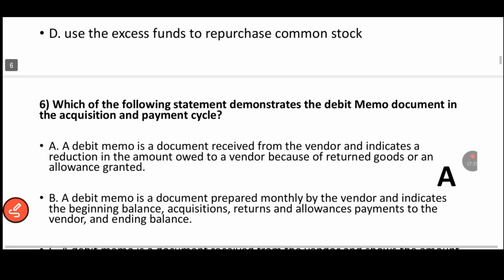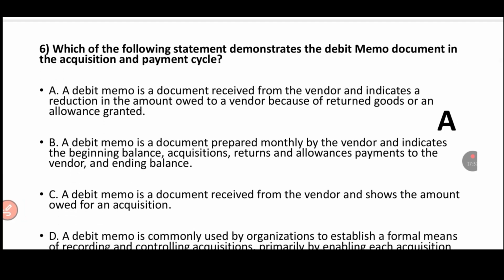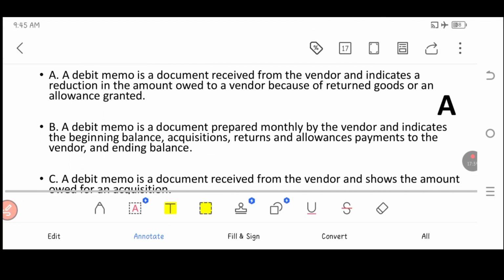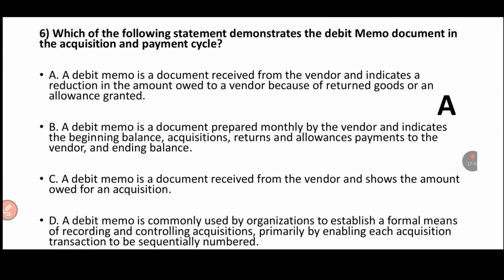Okay, let's dive into the sixth question. Yeah, this is about the debit memo. You have to revise these debit memo concepts from your accounting, auditing, and financial management courses. The sixth question says, which of the following statements demonstrates the debit memo document in the acquisition and payment cycle?